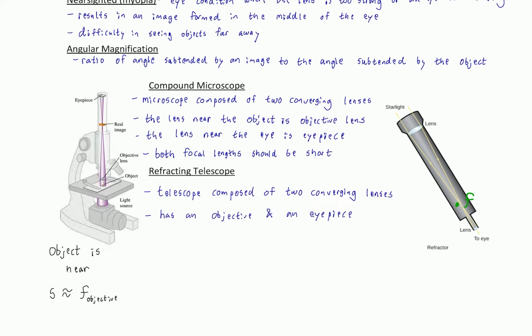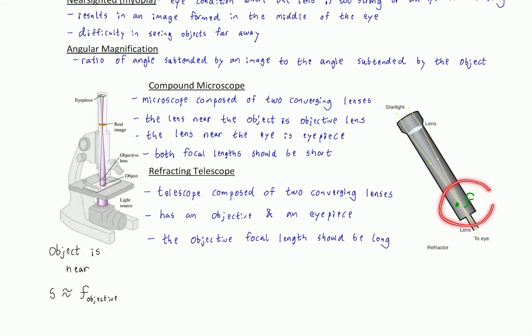Just like the compound microscope, the refracting telescope has an objective lens and an eyepiece. Now, here we have a different rule, again one we will justify. The objective focal length should be long, and the eyepiece focal length should be short, or at least much shorter than the objective focal length.